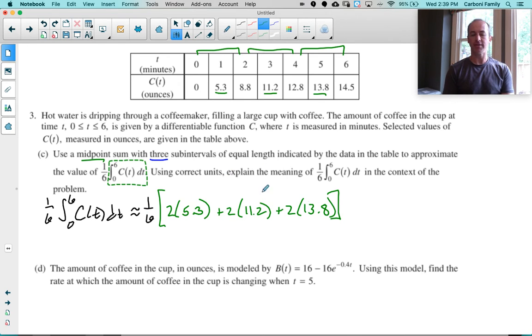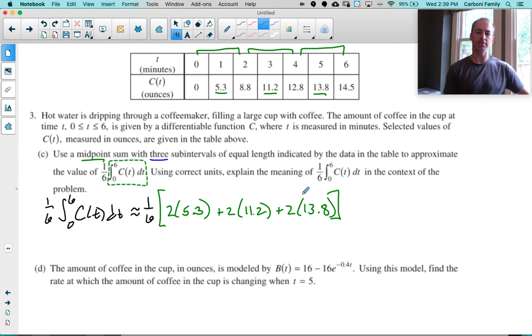So I would actually stop there, especially since this is a non-calculator question. You don't want to hurt yourself by taking a correct answer and making it incorrect. But we do need to go a little bit further, because it does ask you to use correct units to explain the meaning of this integral.